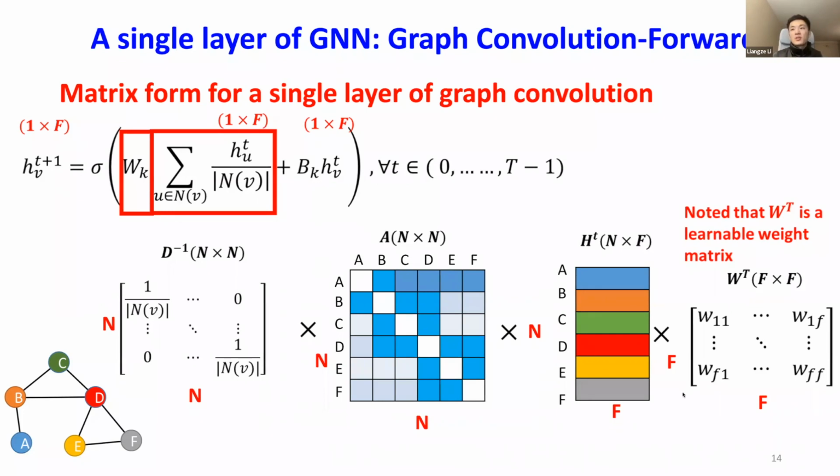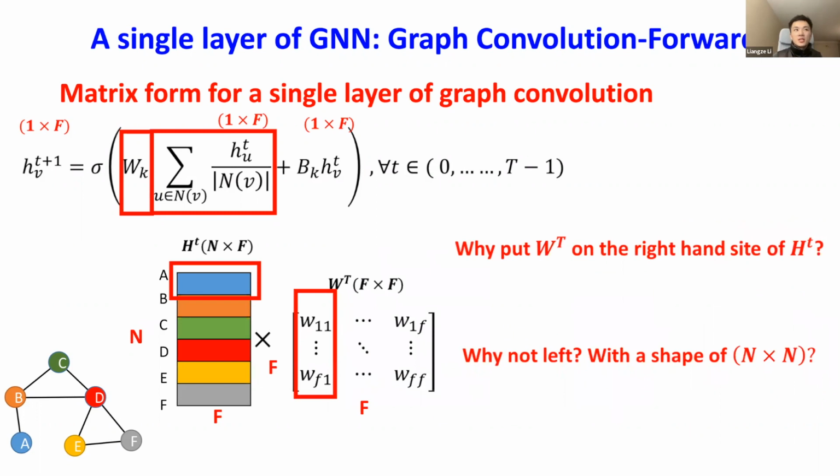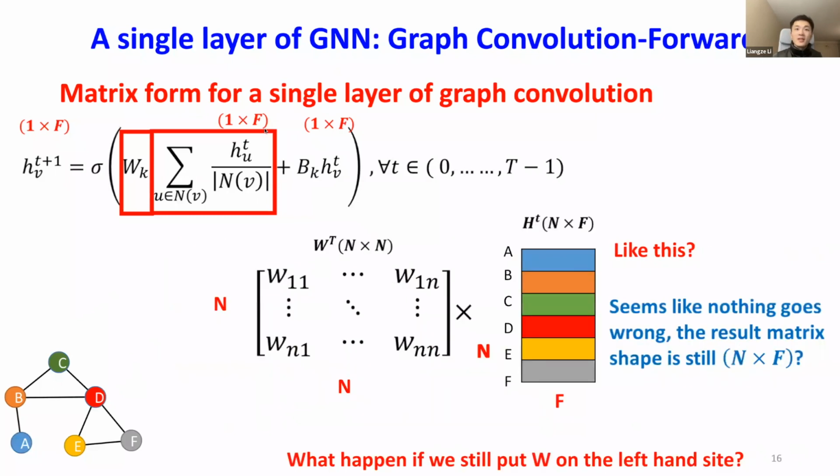So this weight matrix, when you have the dimension of f times f, you should understand it as having weights for each feature, or having a relation from each feature to each feature, right? So that should be pretty easy to understand. So the question is, why do we put W transpose on the right-hand side of the feature representation that we calculated? Why not make it on the left side, which would also make dimensions match, right?